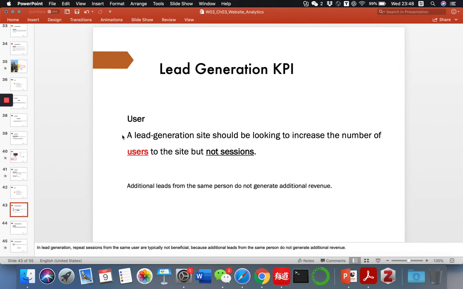Users. A lead generation site should be looking to increase the number of users to the site, but not sessions. So what's the difference between sessions and users? Well, the relationship between the users and sessions, let me put it this way. Different sessions probably may be from the same user, right?